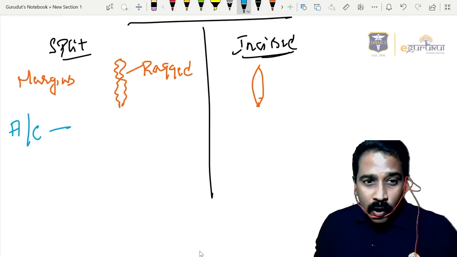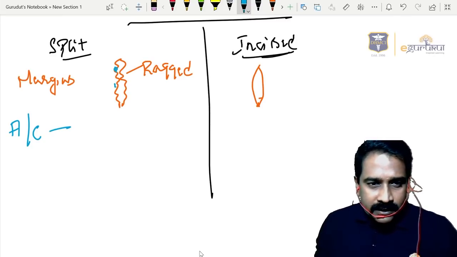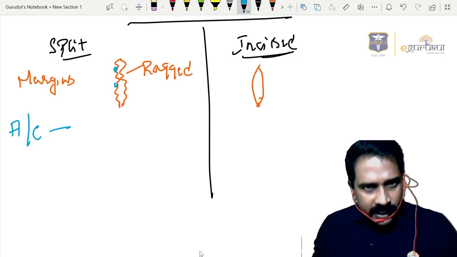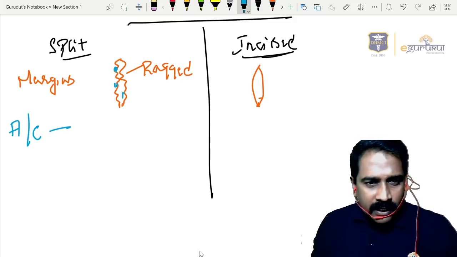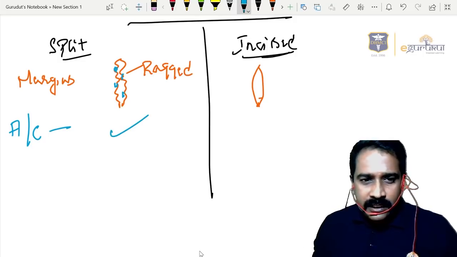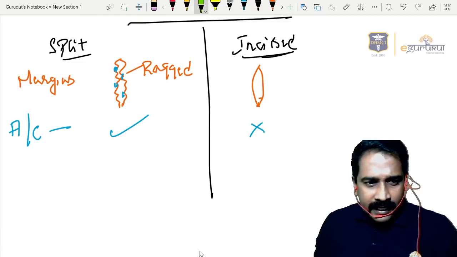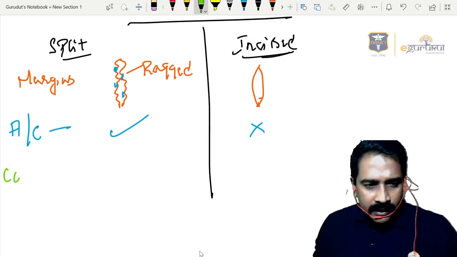Abrasions and contusions along the margin. So along this margin, because split laceration is an injury caused by a blunt force impact, invariably there will be abrasions and contusions. Whereas in an incised wound, obviously there will not be. Okay. Next, the contents of the injury.